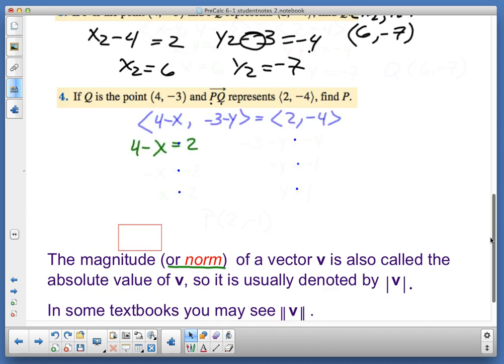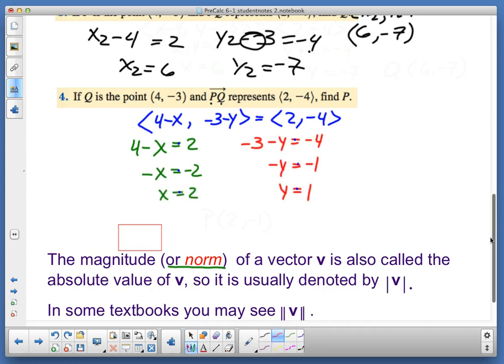As I set this up, I've got to solve this because 4 minus x is 2, and x is equal to 2. So for my P, I'm looking at 2, 1 for my coordinates. Pay attention to whether you're looking at a coordinate or a vector. If it's vector notation, you've got the funky brackets. If it's just a coordinate, you've got parentheses. Are we okay with that?